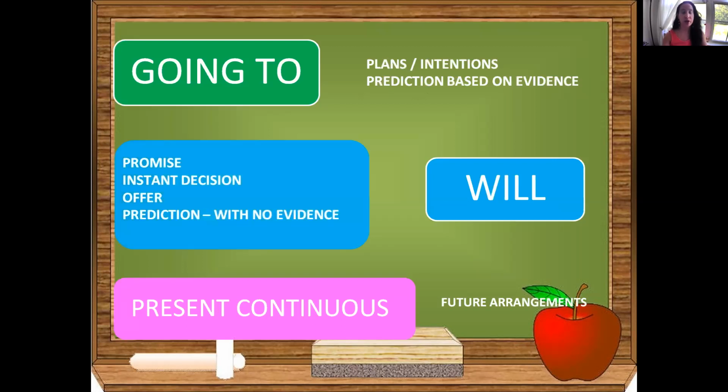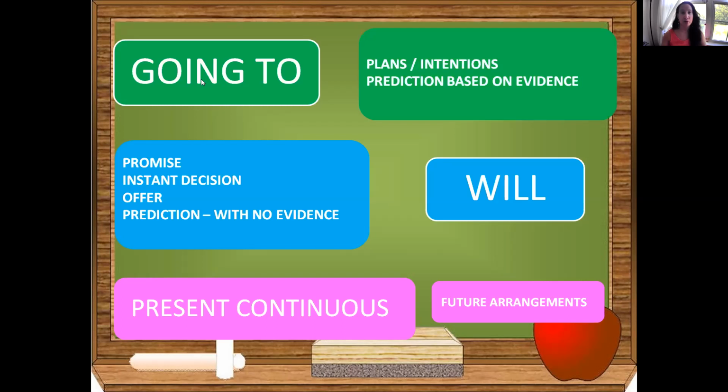Okay, so the word will expresses the future of a promise, or an instant decision, or an offer, or a prediction. A prediction is like a fortune, or what you think is going to happen, but it has no evidence or no proof. Then you have your present continuous, which is for your future arrangements. And then you have going to, which is for your plans or your intentions, or your prediction based on evidence or based on proof.